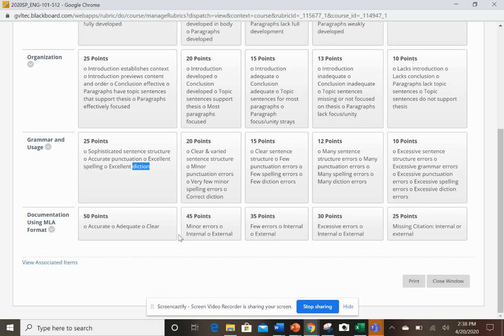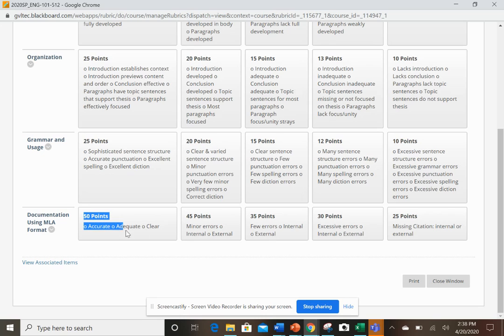Good sentence structure, accurate punctuation, good spelling, good diction, meaning good word choices, right? Don't abuse the thesaurus. Don't put a bunch of fancy words in there you don't know the meaning of. We can always tell, and it makes you sound weird. We want you to sound like yourself, but your best self. And if you need help with this, Writing Center, right? Even if they tell you it's beautiful and perfect, you got extra credit just for being told how perfect and beautiful you are. There's nothing to lose, right?